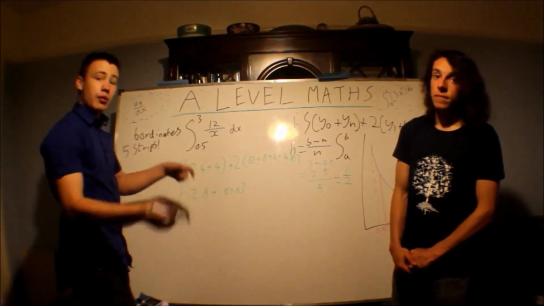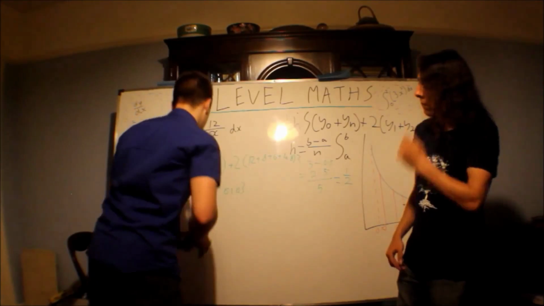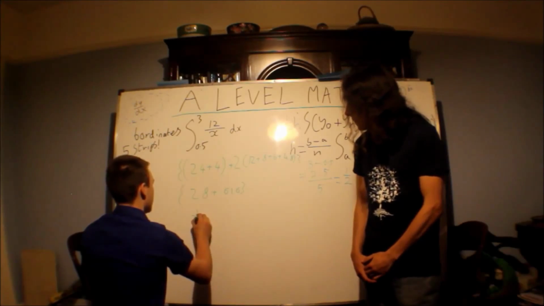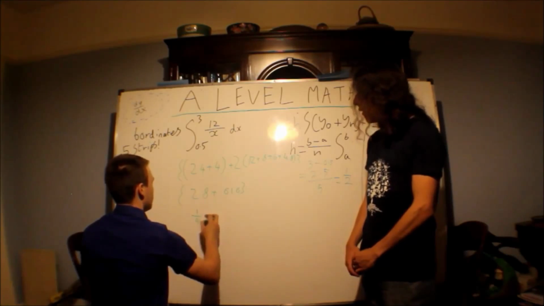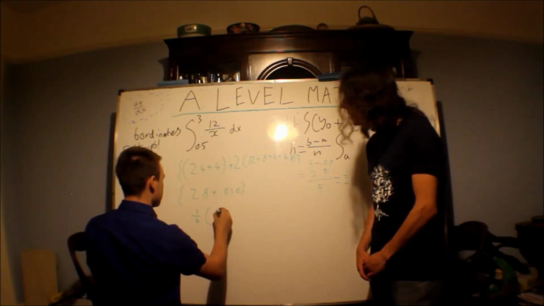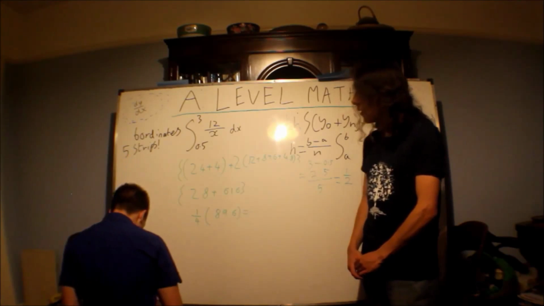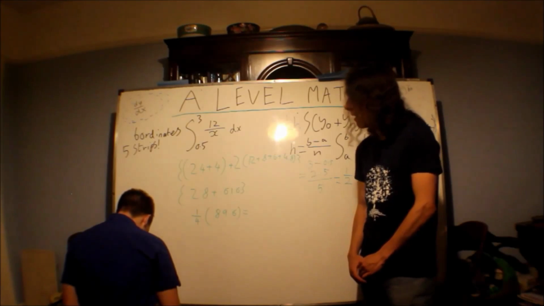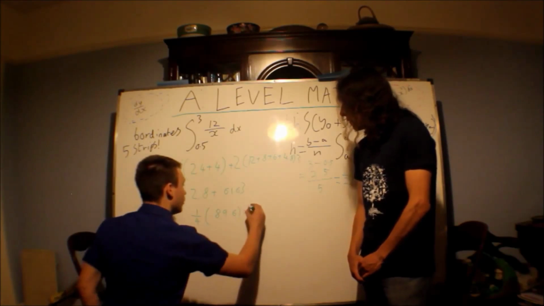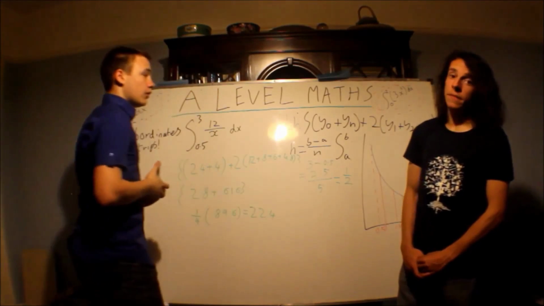Now we add them together, and now we can finally times by a half, quarter inch. So a quarter. You've got a quarter lots of those joined together, which is 89.6. So 89.6 over 4, and that is 22.4. So that becomes our answer.